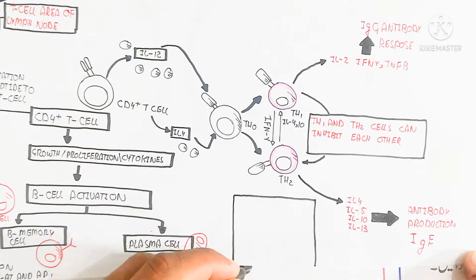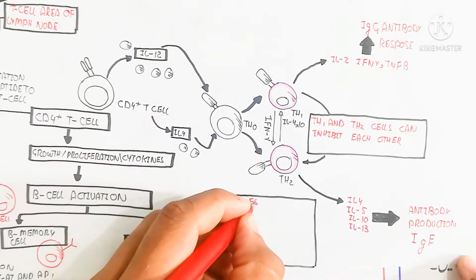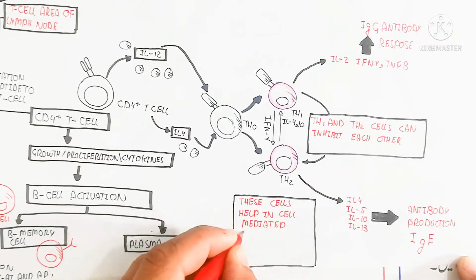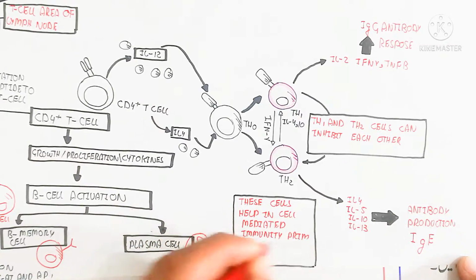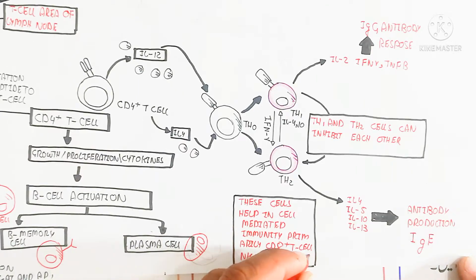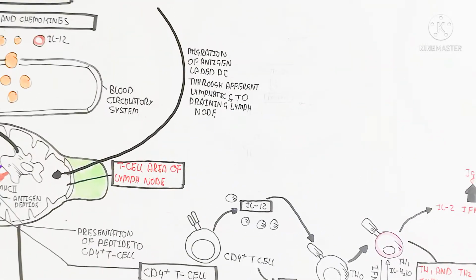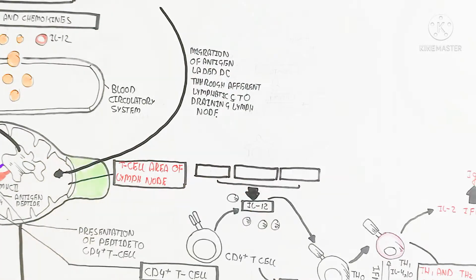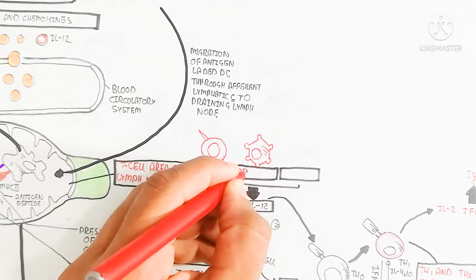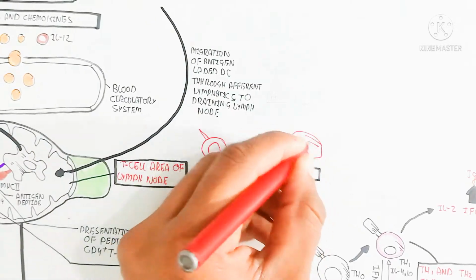On the other hand, the TH2 produces interleukin 4, interleukin 5, interleukin 10, and interleukin 13, which stimulate the antibody production IgE. And these cells help in cell-mediated immunity. Cell-mediated immunity primarily involves CD8 positive T cells, natural killer cells, and macrophages, which are recruited through it.